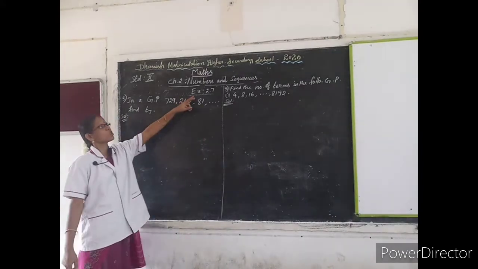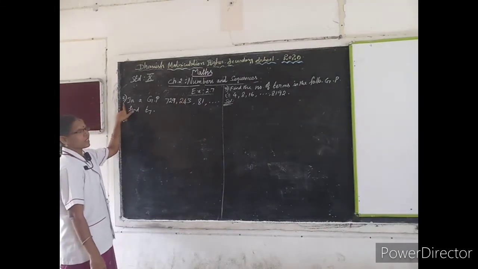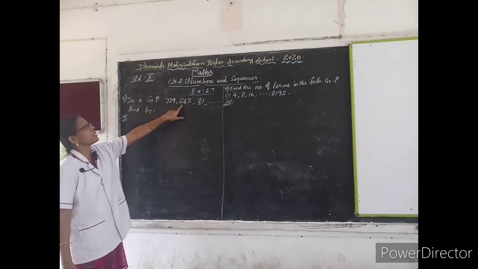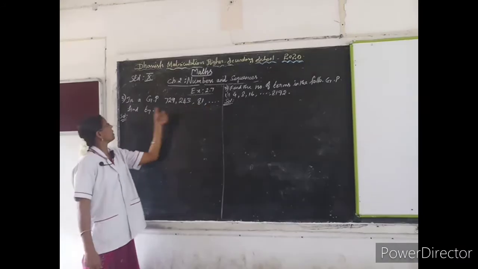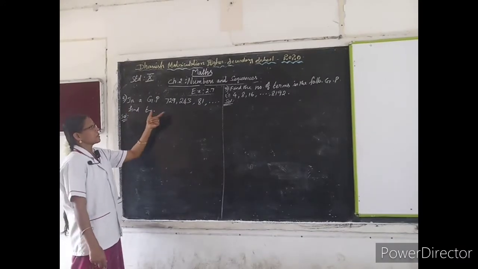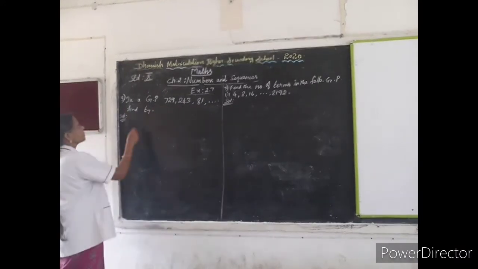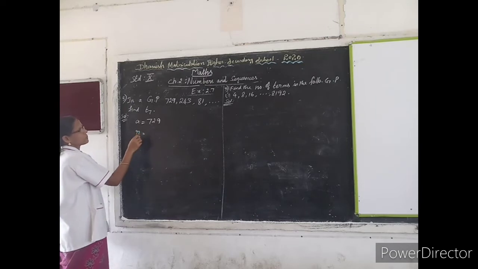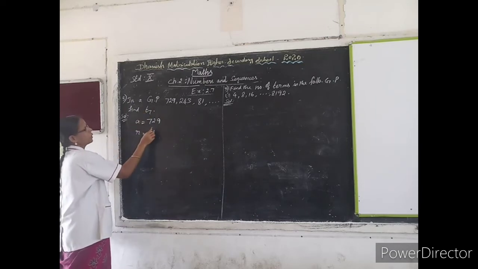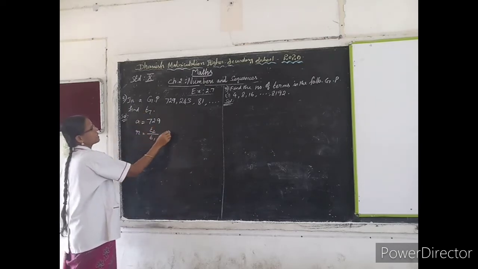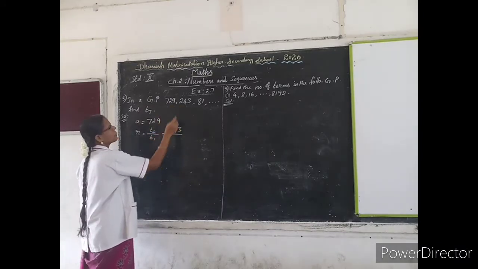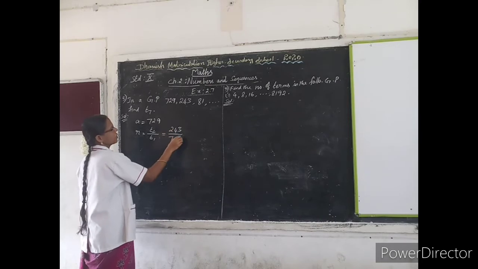Now from exercise 2.7, question number 3. In a GP 729, 243, 81, etc., find T7. Given one is GP. So here the first term A is 729. Here the common ratio is, because given one is GP, T2 by T1, that is 243 divided by 729.